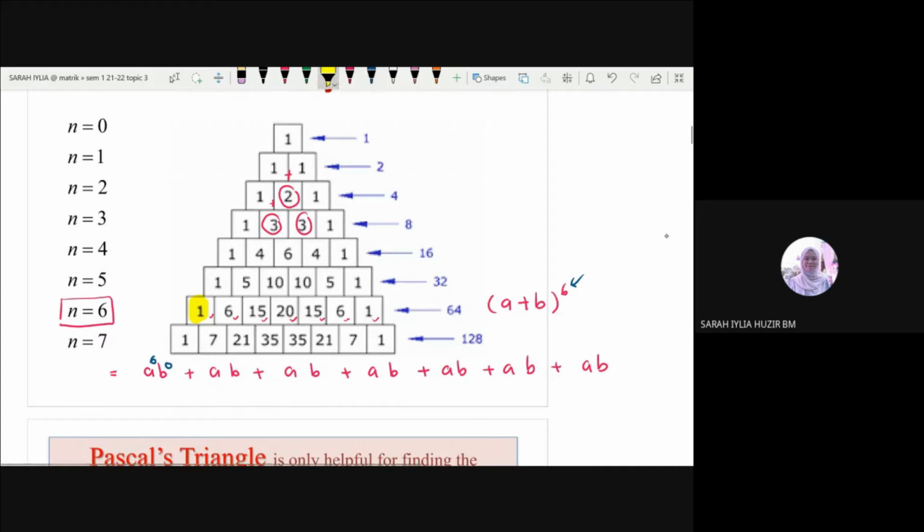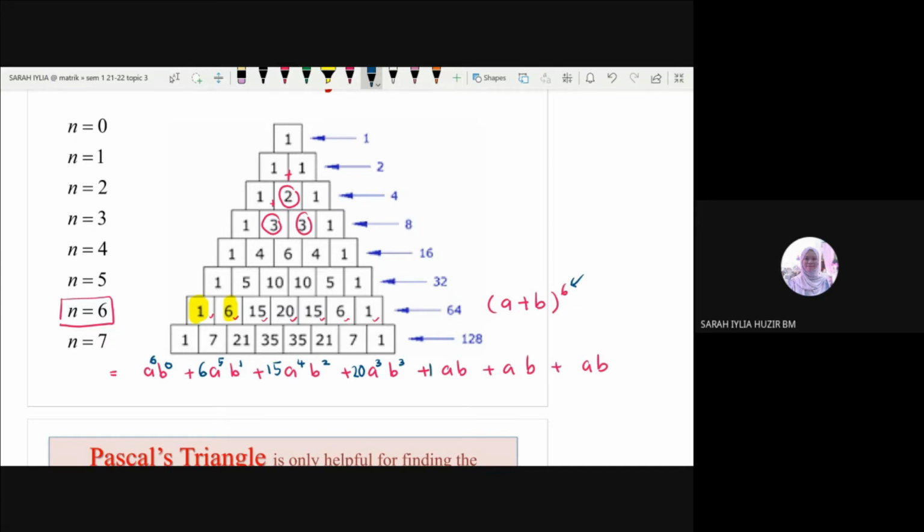And then moving on second terms, kat sini we have constant 6. So, at the front kena letak 6. A, your power will decrease by 1, so dia akan jadi to the power of 5. B, increase by 1 power dia, so B to the power of 1. Okay, and then kita repeat for the third term. So, we will have 15. A, power decrease by 1, so 4. B, increase, so B squared. Next one, 20. A cube, B cube.